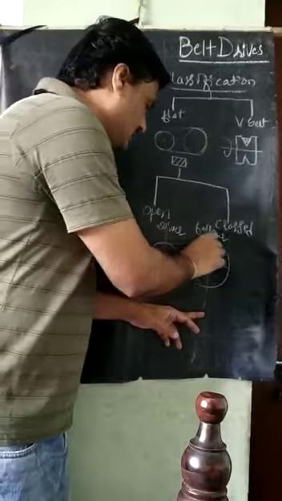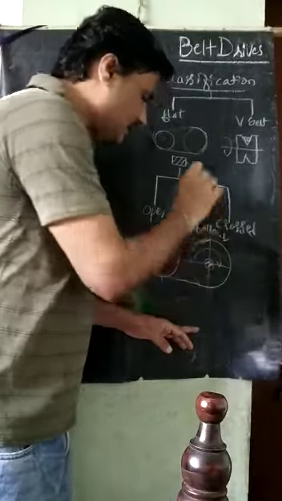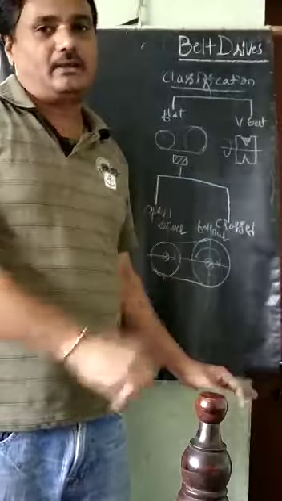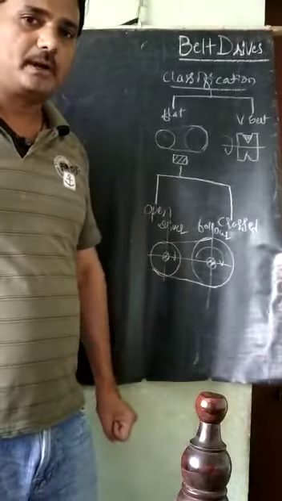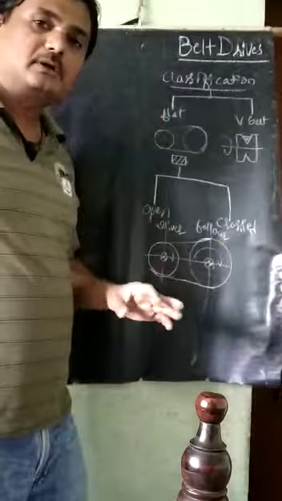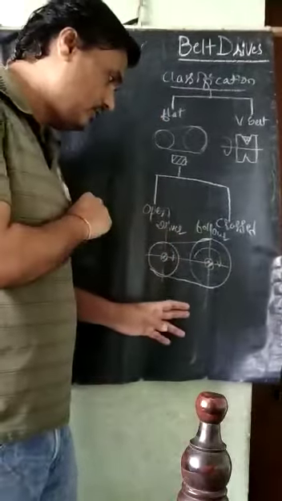Then if I connect these two by the belt, it is called the open drive. So this is the open drive. Up to 10 meters, more than 10 meters, up to 15 meters distance also you can use.